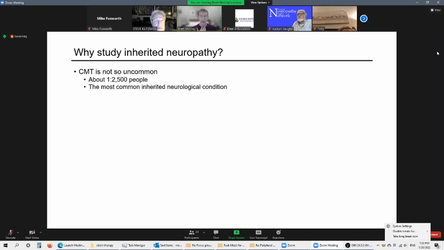So why do I study this? Why do people like me study this rather than idiopathic neuropathy, which is more common, or diabetic neuropathy, which is more common? The first point is that CMT is actually not so uncommon. It's less common than the other kinds of neuropathy, but it's actually the most common inherited neurological condition. So among genetic neurological diseases, it's common.